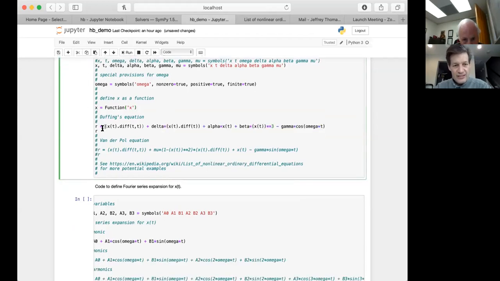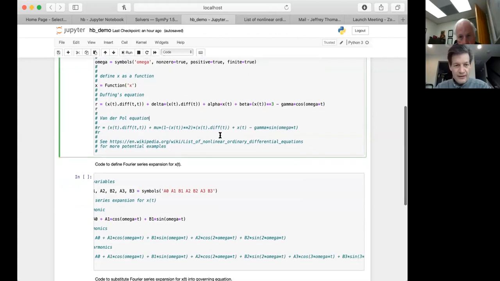And then the next line is an equation, and it defines the Duffing residual that I had on the charts. Here is the syntax you would use in SymPy: the second derivative plus delta times the first derivative of x of t, then alpha times x of t, which is the stiffness term, and then beta times the cubic nonlinearity, and then the forcing term, gamma cosine omega t. So it's pretty simple, just set that up.